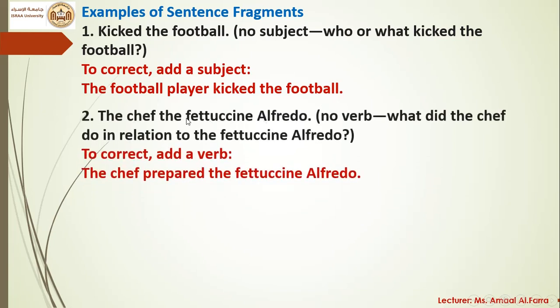When I say that chef, the fettuccine Alfredo. Okay, that chef, the fettuccine Alfredo, there is no verb. What happened to fettuccine? What did that chef do in relation to fettuccine Alfredo? To correct this, we can add a verb. That chef prepared, this is the verb. The chef prepared the fettuccine Alfredo. Here we have a full meaning of the sentence.